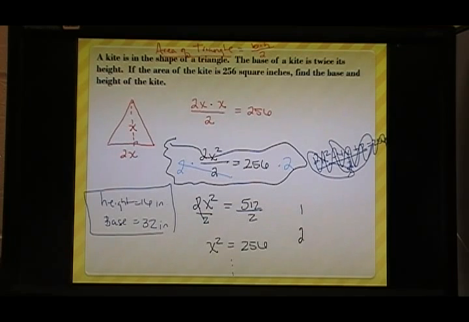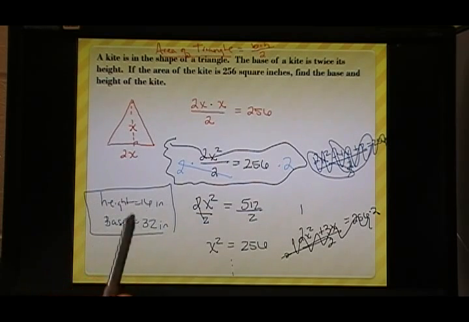So if I had something like 2x squared plus 3x equals 256, then I would start by multiplying both sides of that equation by 2. That would be the easiest way to go about solving that quadratic equation. If you have questions about that, let me know. If you come to something in your homework that's kind of funky in terms of solving, we can talk about it more. So anyway, based on all of that, we found that the height is 16 and the base is 32. Okay?